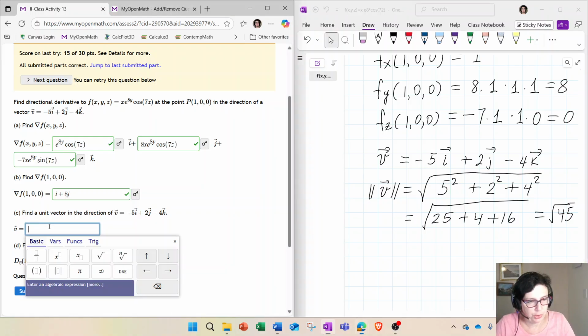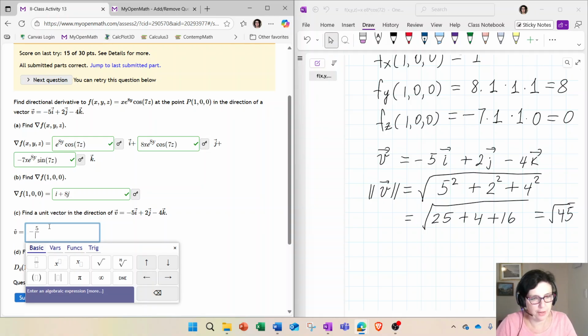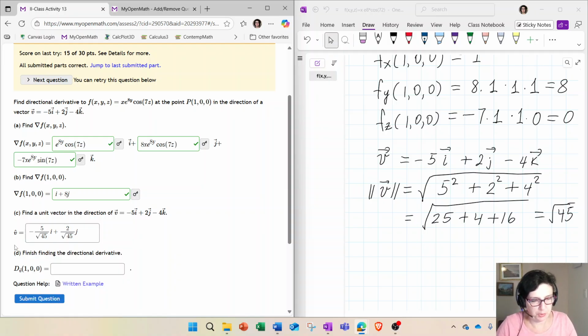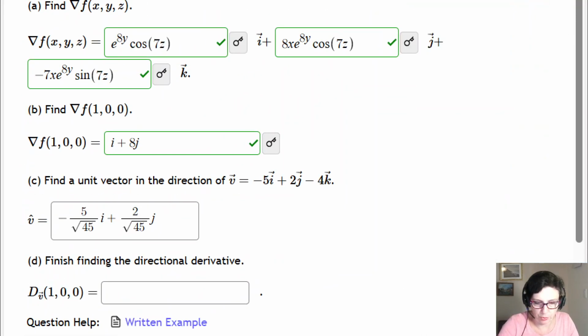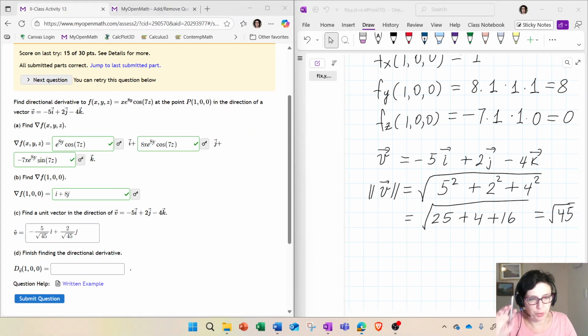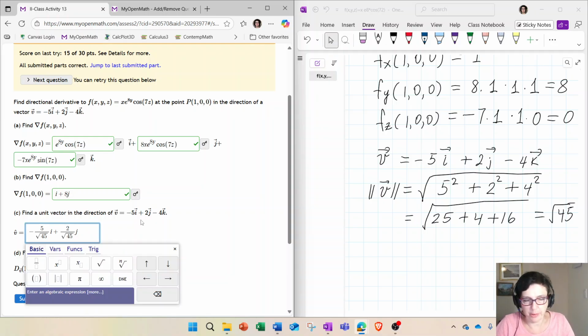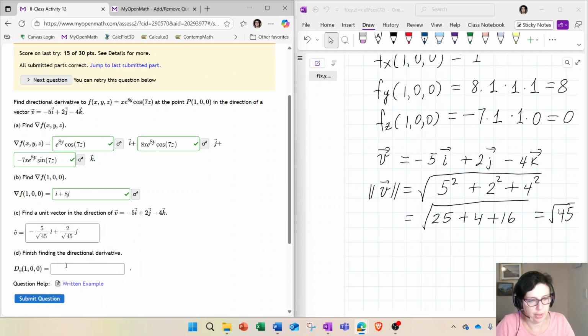So here you want to put, again, i, j, k, so negative 5 divided by the square root of 45. Remember, we are normalizing it, so making it unit length. Or I also call it putting a hat on the vector. So the difference between v with the arrow, which does not have to have unit length, and v with the hat is that the one with the hat does have a unit length. Of course, 0 divided by square root of 45 is still 0, so you don't have to do anything else there.